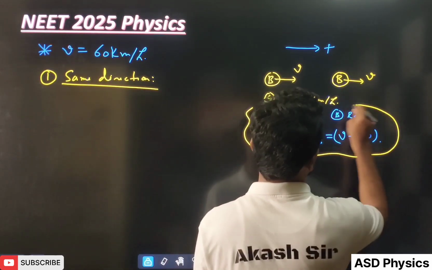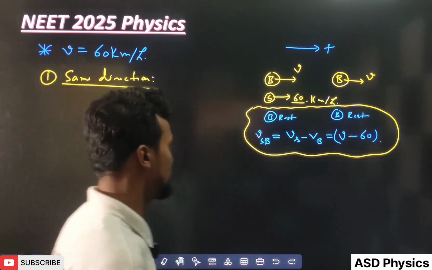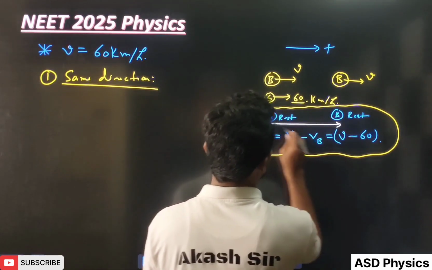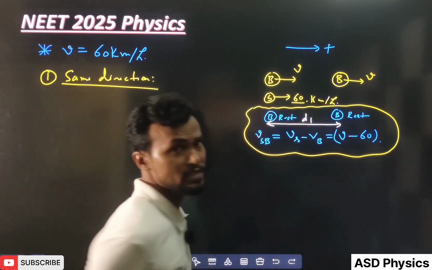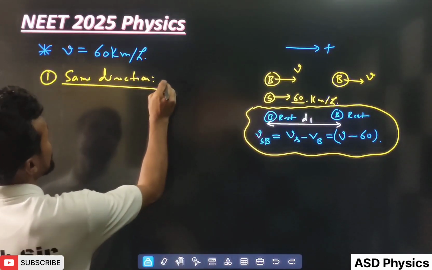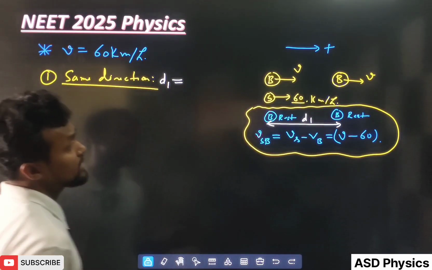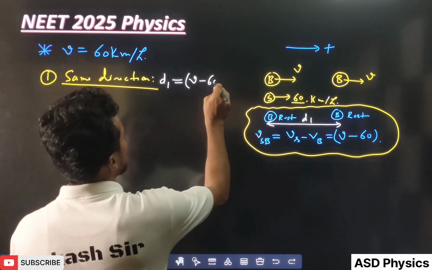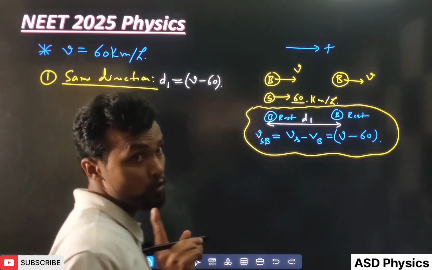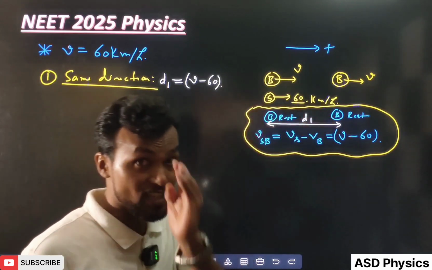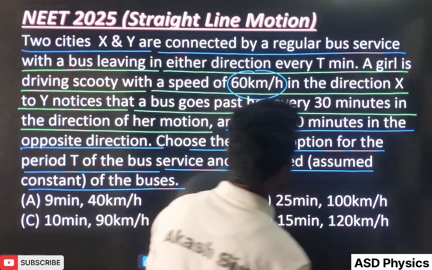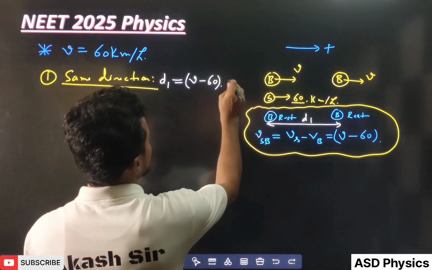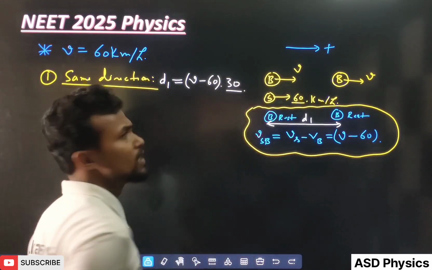Remember that this is the hypothetical diagram here, and let's take the distance between these two buses as D1. So for the same direction, D1 equals, we can write, distance equals speed into time. So (V minus 60) into how much time is given? Same direction means they have given 30 minutes here. So I will write 30. Remember the unit here, I have put it in minutes only.